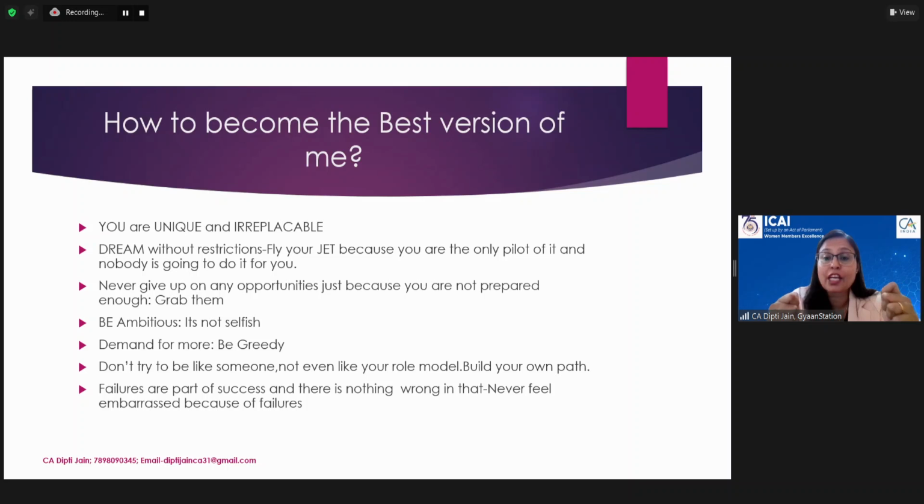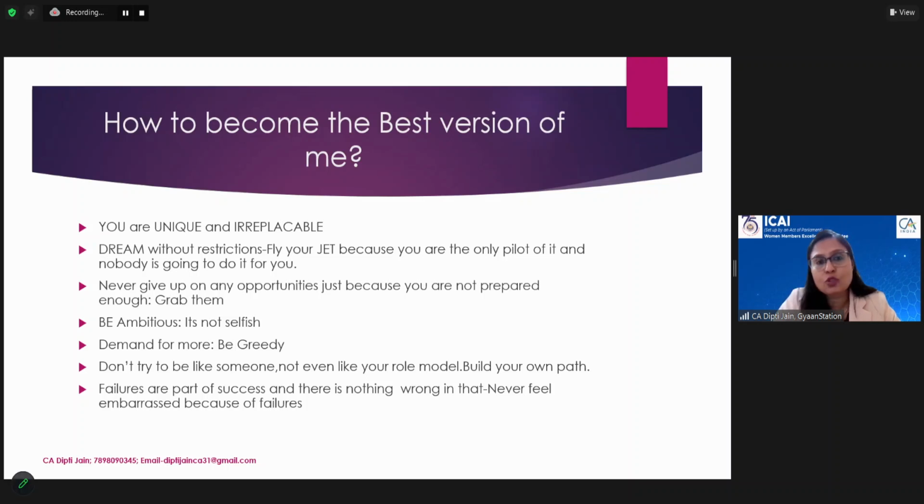So you are the pilot and you are allowing yourself to be controlled by the people who are sitting behind. Don't allow that. They just have the right to give the opinion, but your opinion is the strongest. Your opinion is most important. So be the pilot of your life. Never give up on any opportunities just because you are not prepared enough to grab them. Just bang on the opportunities, whatever is available to yourself.